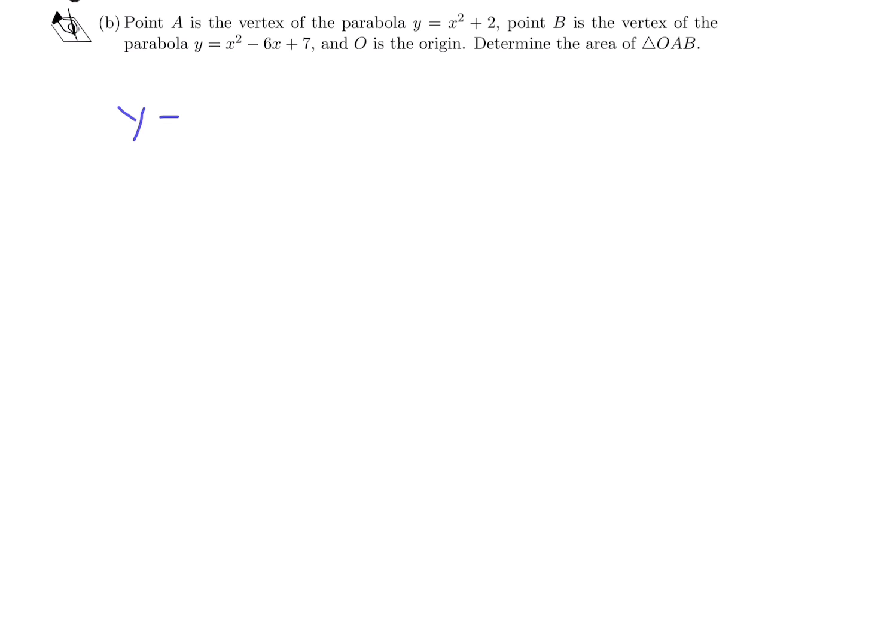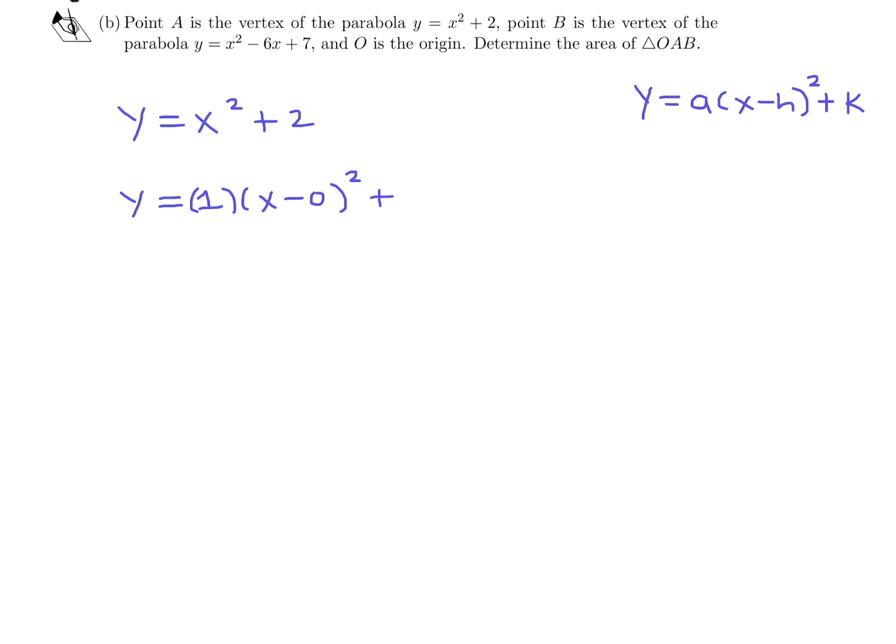So here we go, probably in the same way. The good news is this is sort of already in that form. You remember that form was y = a(x - h)² + k. Well, I'll write it in that form in a very obvious way: 1 times (x - 0)² + 2. This was already in this form, I just wrote it like this to make it even more obvious. So the vertex here is (0, 2).